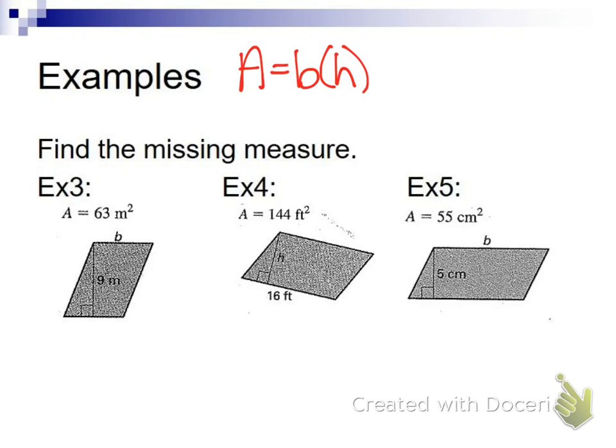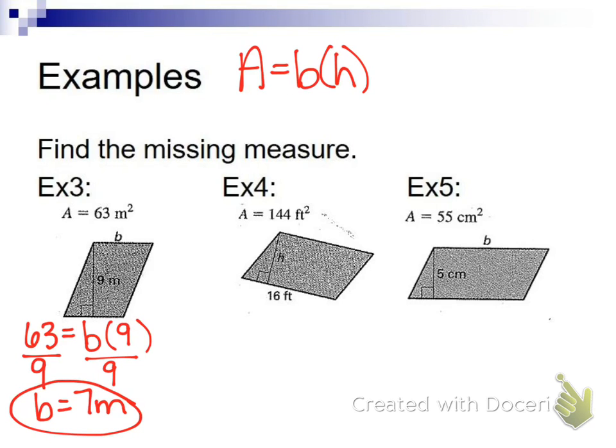Do we know the area for number 3? Yes, 63, equals. Do we know the base? No, so we're going to leave it as B, and the height is 9. How are we going to get B alone? Divide 63 by 9. B equals 7. What are my units? Should they be squared? No, because we're not finding area. If we're not finding area, we do not square our units.